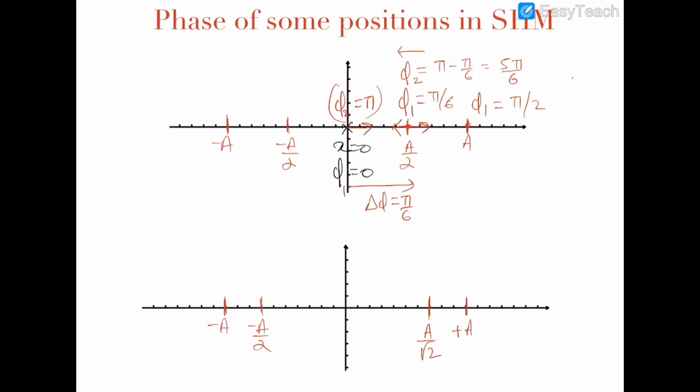Now when the particle again moves in the backward direction, the phase again changes by pi by 6. This would remain the same. Therefore the phase of this position, phi 1 for the first time, the phase of minus a by 2, would be pi plus pi by 6. So pi plus pi by 6 is equal to 7 pi by 6. Now the particle reaches this point minus a and the phase of this point is equal to 3 pi by 2.